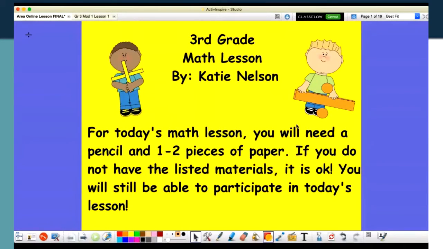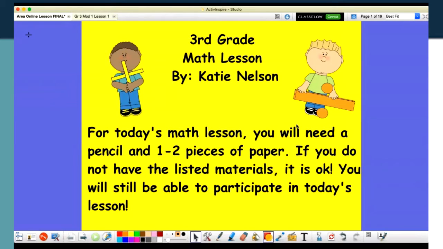So for today's lesson that we're getting into with the word problems, if you would like to get a piece of paper or two pieces of paper and a pencil, you can kind of draw things as we go so that you can go back and review later. If you do not have these listed materials, it is totally okay.